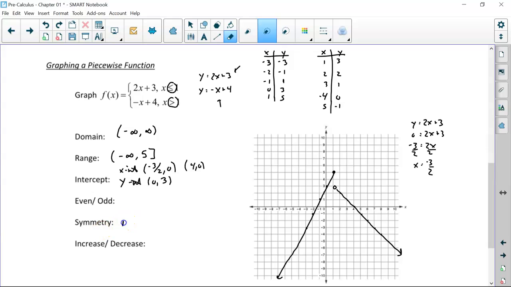There's no symmetry, so it's neither even nor odd. And now for increase and decrease. It's increasing on the left-hand side, so it's increasing for values of x from negative infinity up to 1, parentheses there as well. And it's decreasing from 1 to positive infinity. That is a piecewise function. We'll do another piecewise function now.